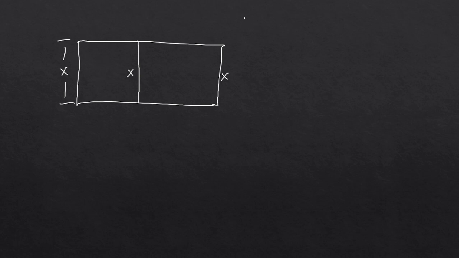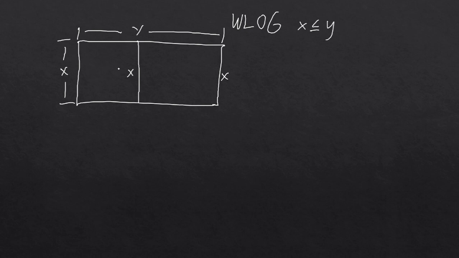And without loss of generality, we assume that this x is less than or equal to y. By the way, y is on this side. So we assume that x is less than or equal to y. And if you look here, if this is x, this is also x. So obviously we form here a square.